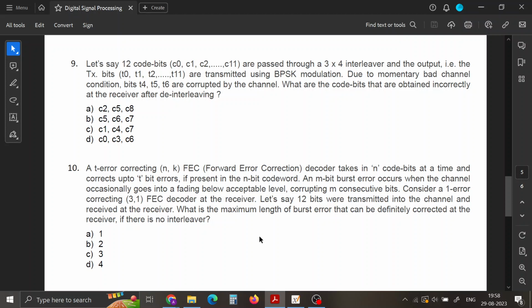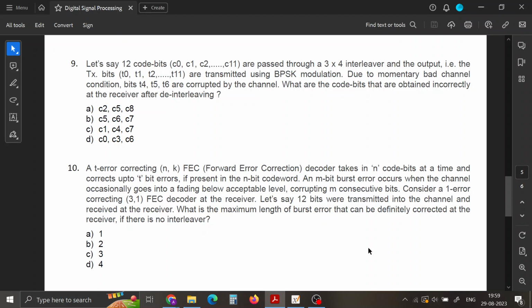Okay, so we don't have any tool with us. All we have is the code only. We don't have any interleaver. In this question, the case is no interleaver is present, so only the code is there. So what is the error correction capability of this code? We are told that it's a one error correcting code, so at most it can correct 1 bit error.